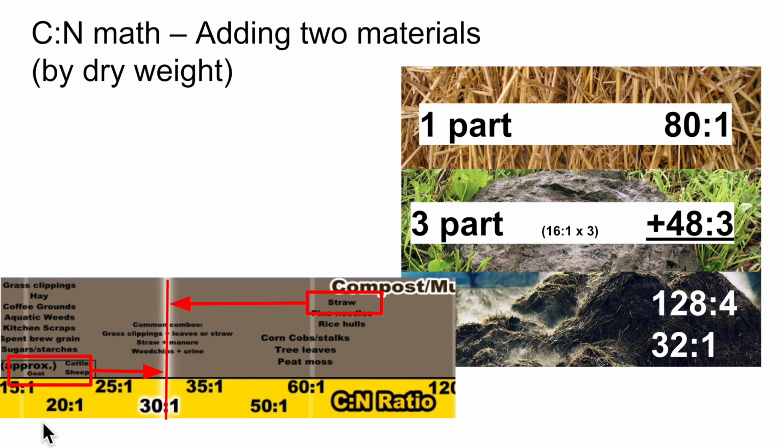In another example, let's say my target is 30-to-1. I have straw and cow manure. I've calculated that I need 3 parts manure for 1 part straw to achieve my 32-to-1 ratio.